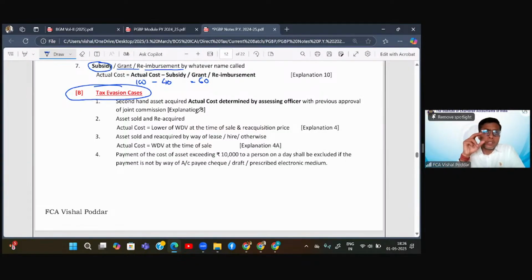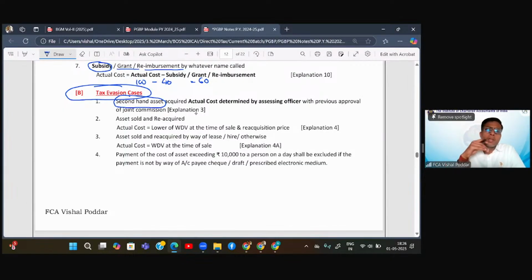Now, if this is not correct, if the extra cost or the higher cost which you are claiming is illegal or is not as per the law, that should not be allowed to be taken as your actual cost. That is what is my second category of tax evasion cases. In this, the first scenario is you have purchased a second-hand asset. Now, please understand, students, for second-hand assets, there is always a great scope of manipulation.